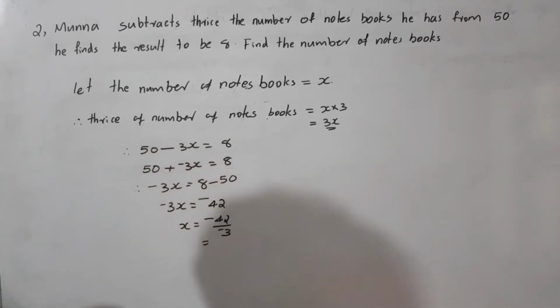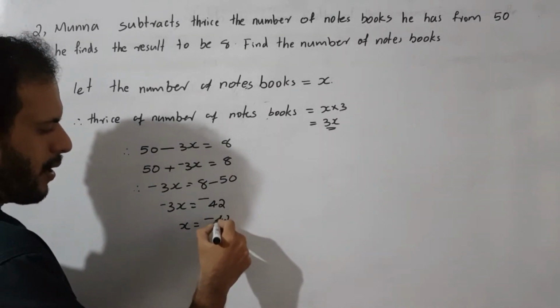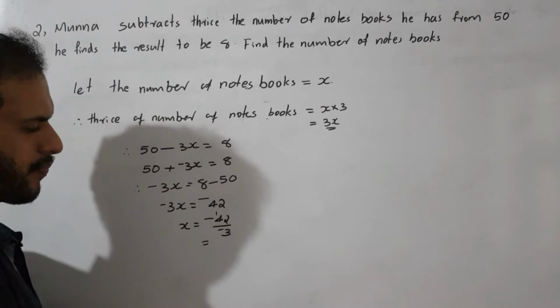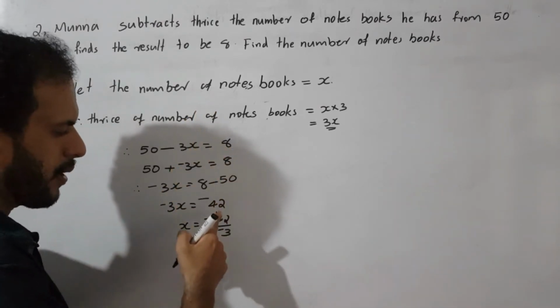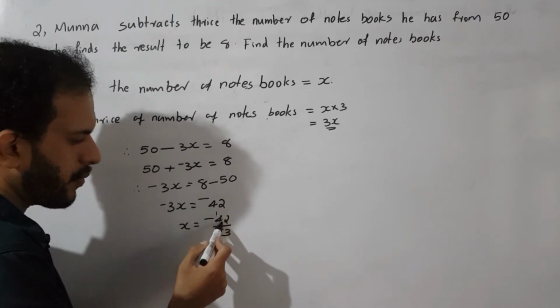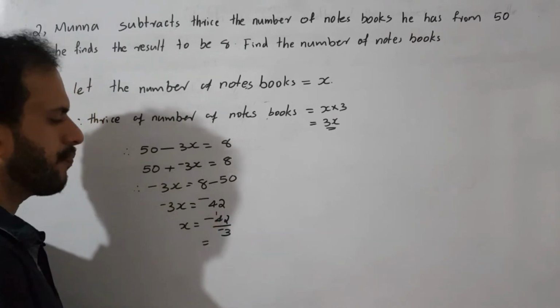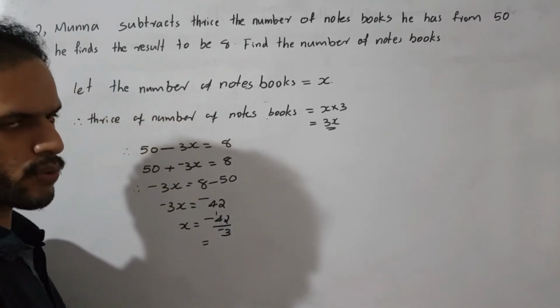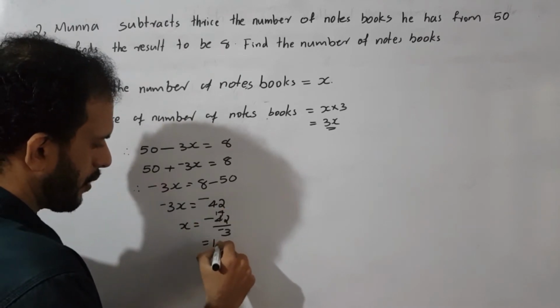Then what is 42 divided by 3? How many times does 3 go into 4? 1 time, correct? 1 into 3 is 3, but here it is 4, so 1 is the balance. Then we put that balance 1 in front of the 2, so the number is 12. Then how many times does 3 go into 12? Yes, 4 times. The answer is 14.